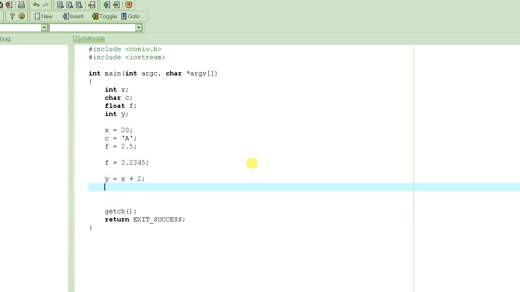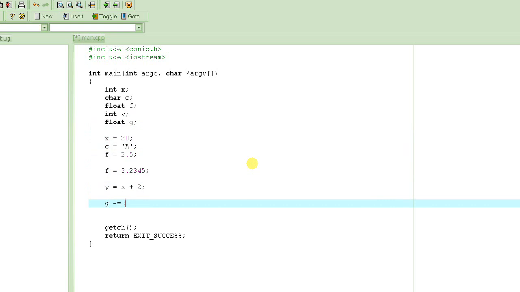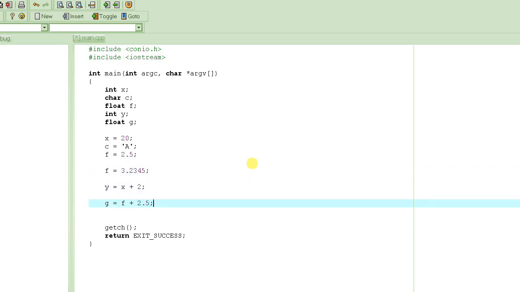You can do the same thing with floating point numbers. So you could say float g, and then you could say g is equal to f plus 2.5. So what will be the value of g after that? Currently f's value is 3.2345. You add 2.5 to it, it will become 5.7345. So the value of g at this point will be 5.7345. Pretty simple.